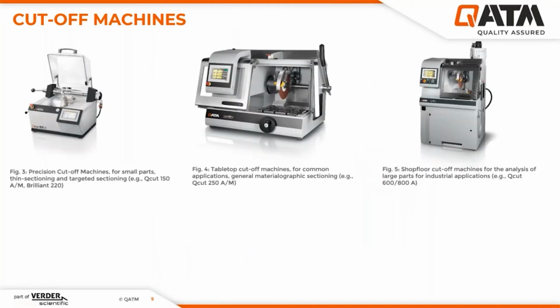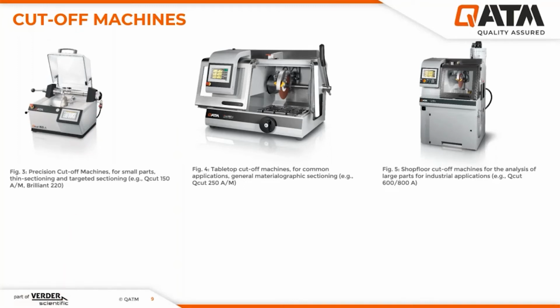In general, cutoff machines can be divided in three main classes. The first one being the so-called precision cutoff machines, which are well suited for small parts, thin sectioning, and targeted sectioning. QATM offers the QCut 150A or M, as well as the Brilliant 220 in this segment. And these are often found in university laboratories, for example.